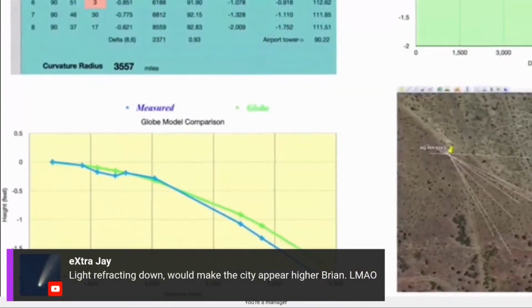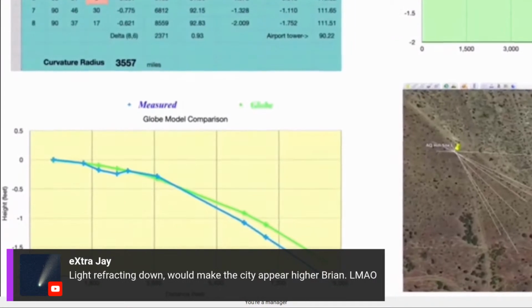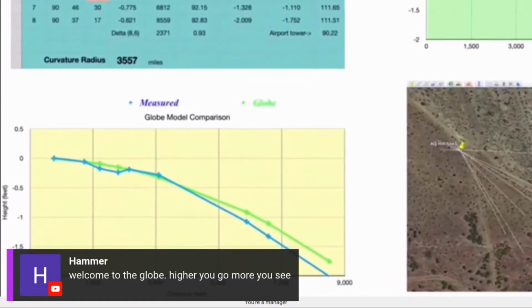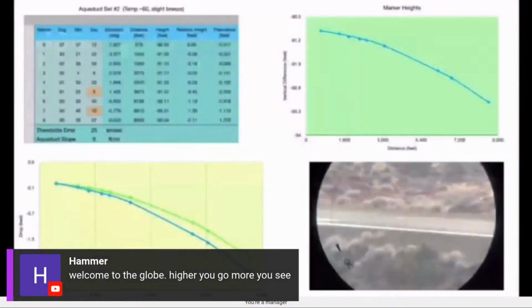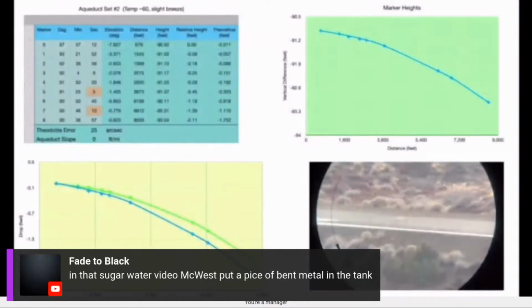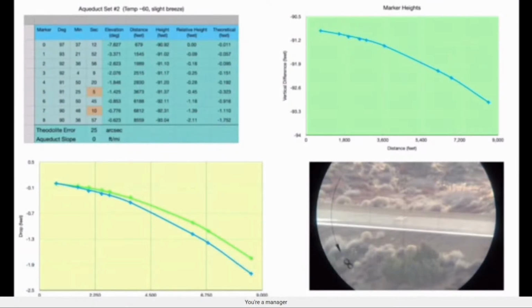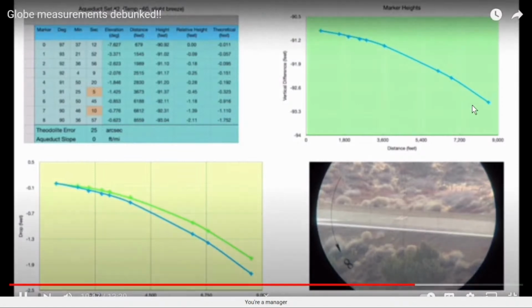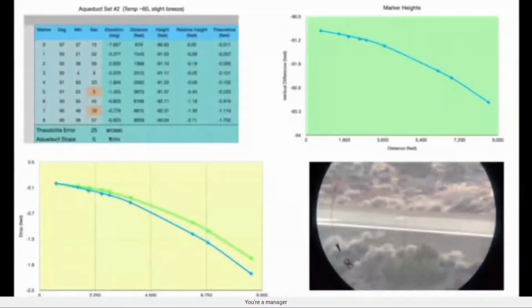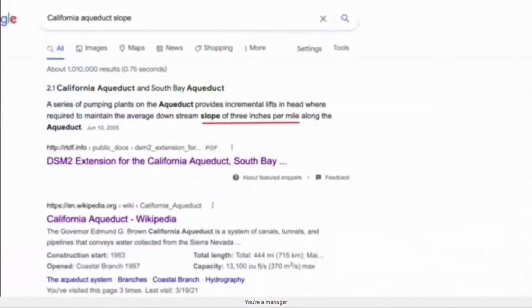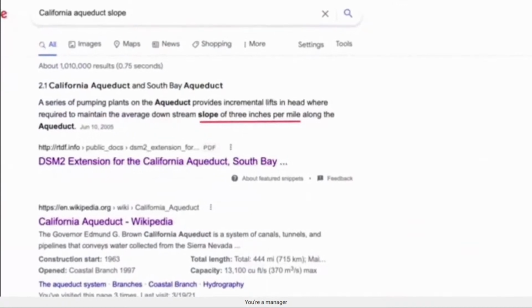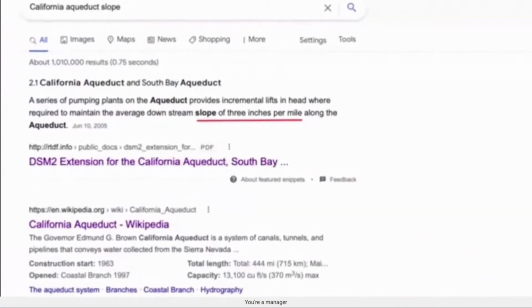But I had to replicate this because I couldn't believe my eyes, so I went back another day. This was an even better data set, very smooth. I was very impressed. It was a clear day, and I thought, this is it. I have to find out what that slope is. So I went to the internet. A quick Google search revealed that the slope of the aqueduct is on average 3 inches per mile.